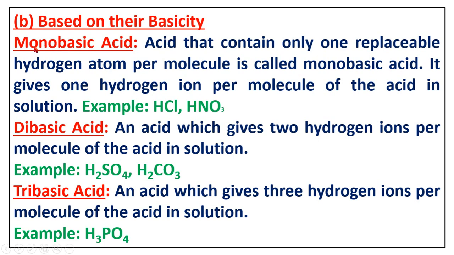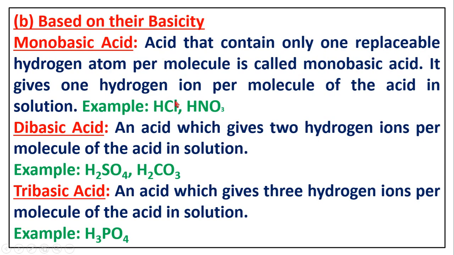It is classified into monobasic acid, dibasic acid and tribasic acid. Monobasic acid. Mono means one. An acid that contains only one replaceable hydrogen atom per molecule is called monobasic acid. It gives one hydrogen ion per molecule of an acid in solution. For example, HCl. HCl splits into H plus and Cl minus.